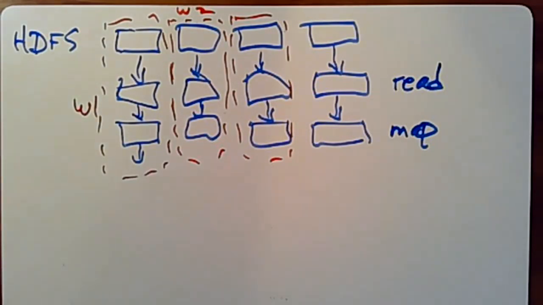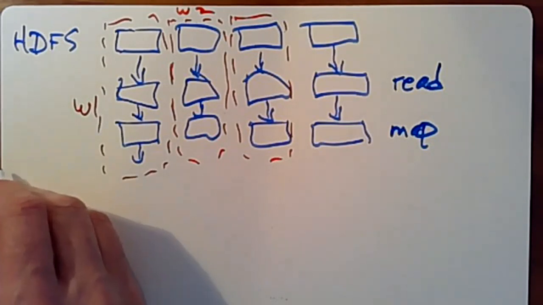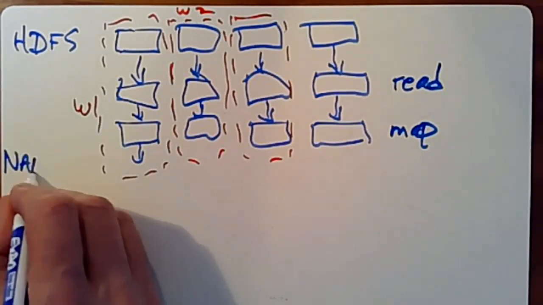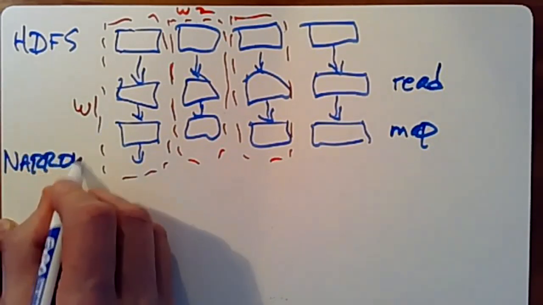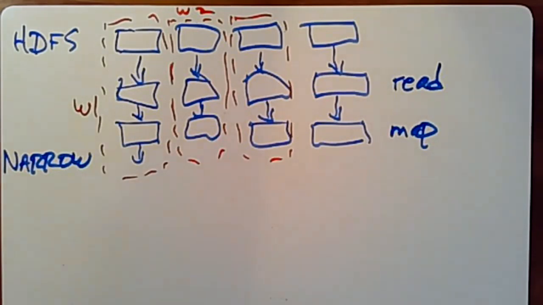All right. And so this is what the paper calls the narrow dependencies. That is, transformations that just consider each record of data independently without ever having to worry about the relationship to other records. So by the way, this is already potentially more efficient than MapReduce.